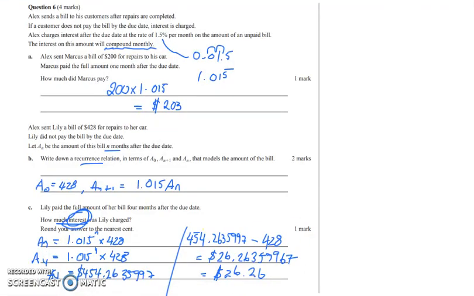Having a look at this question, it's quite a straightforward question: knowing when to use the compound interest formula by looking for words such as compounded monthly, knowing how to use a recurrence relationship instead of a rule, knowing how to convert from a recurrence relationship to a rule, and reading the question carefully.